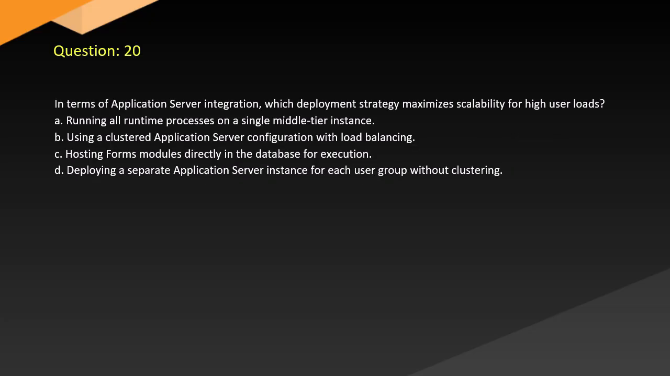Question 20. In terms of application server integration, which deployment strategy maximizes scalability for high user loads? A. Running all runtime processes on a single middle-tier instance. B. Using a clustered application server configuration with load balancing. C. Hosting Forms modules directly in the database for execution. D. Deploying a separate application server instance for each user group without clustering.